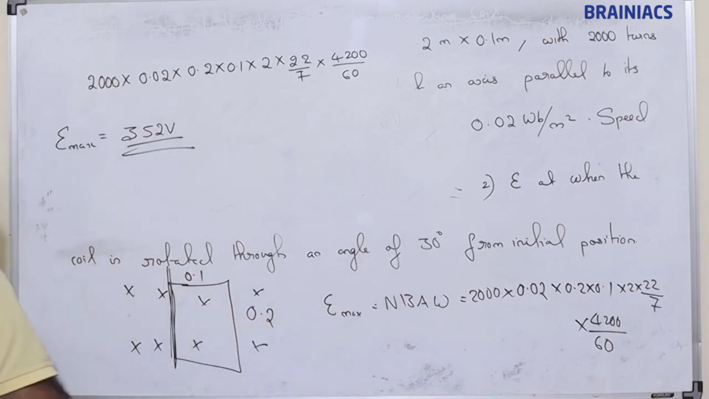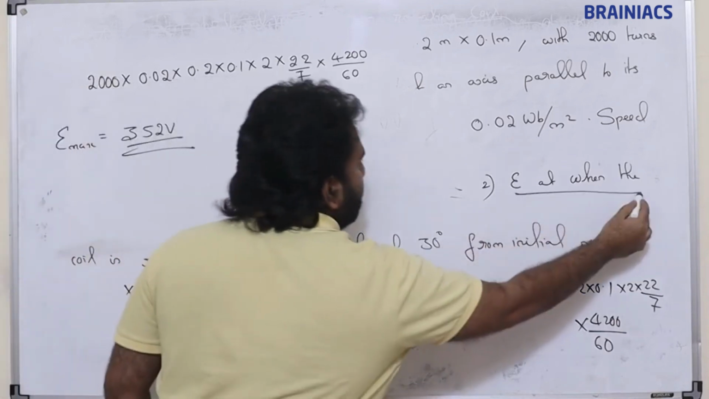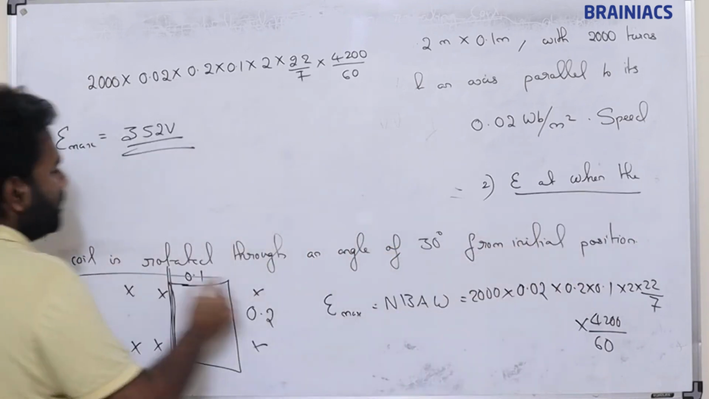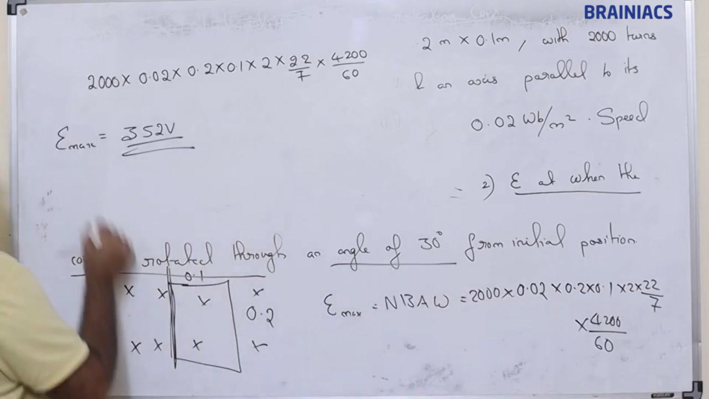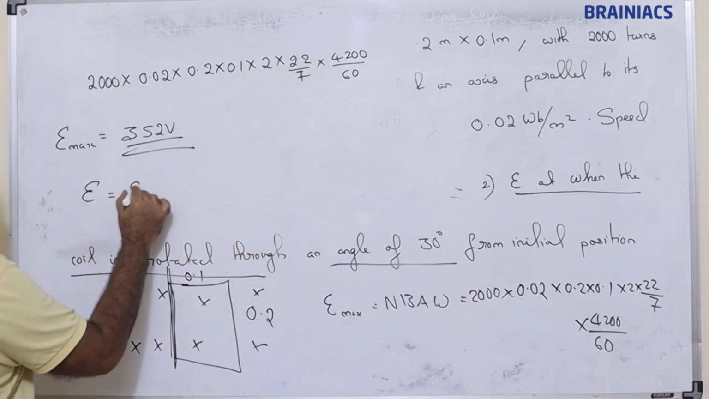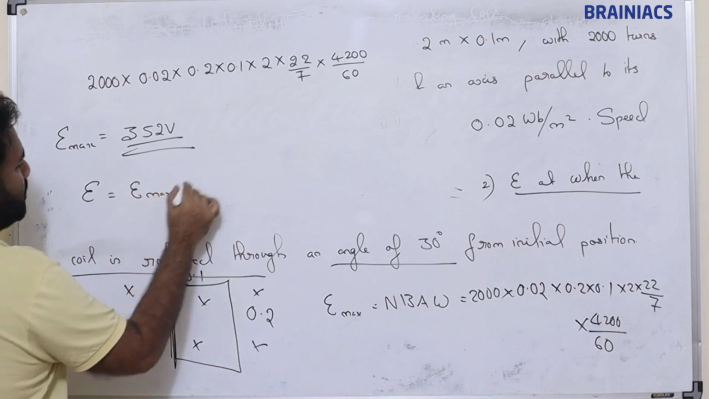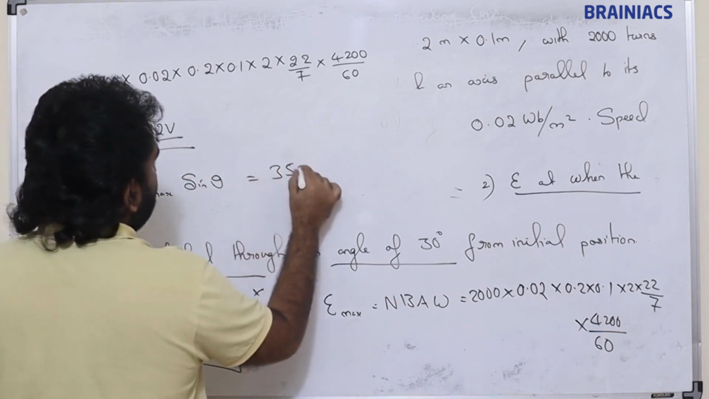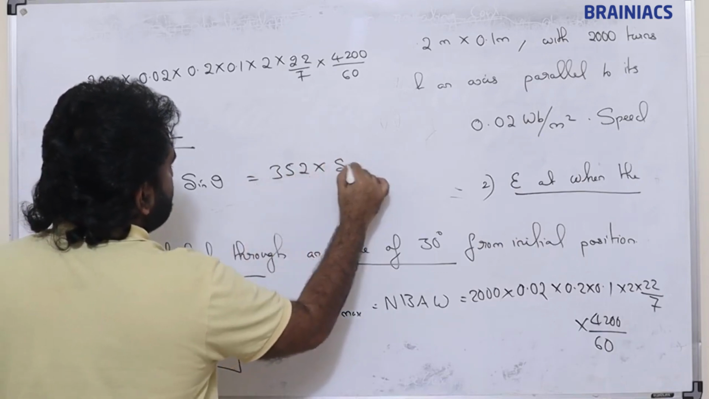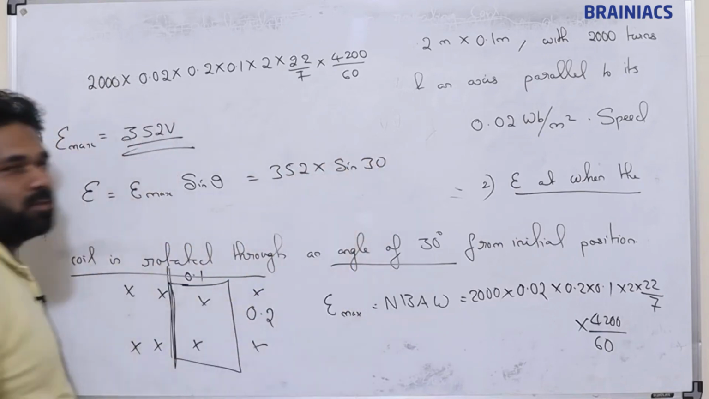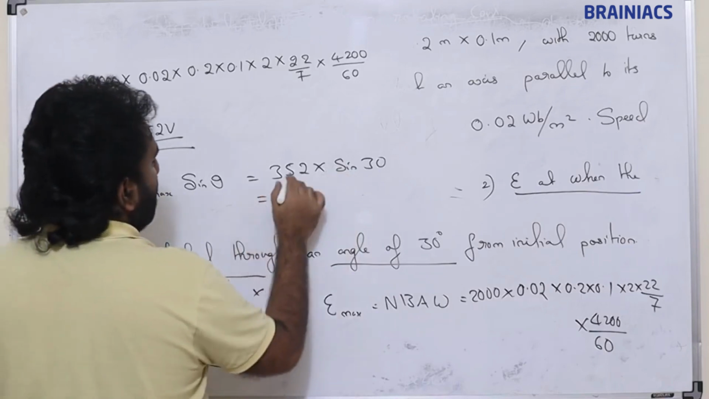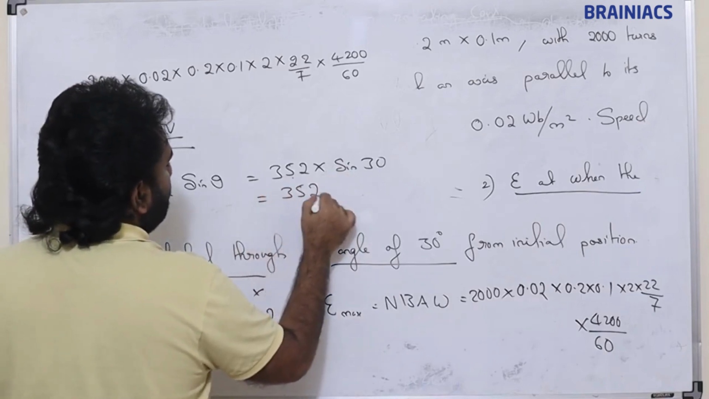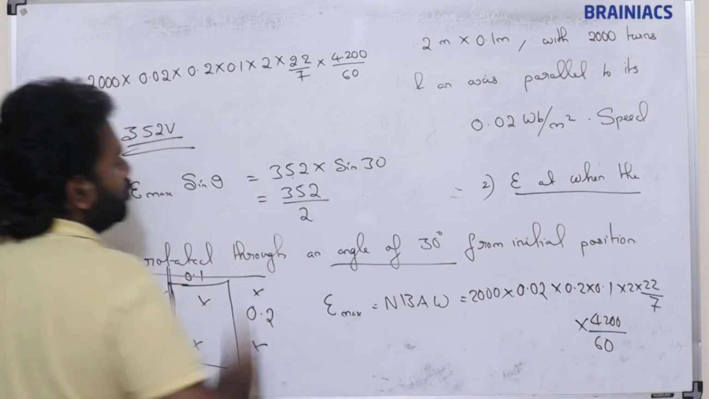from initial position, what is E? So E when the coil is rotated through an angle of 30 degree. So what is E? Emax sine theta. So 352 into sine 30. Sine 30 is 1 by 2. So half of this, 352 divided by 2.